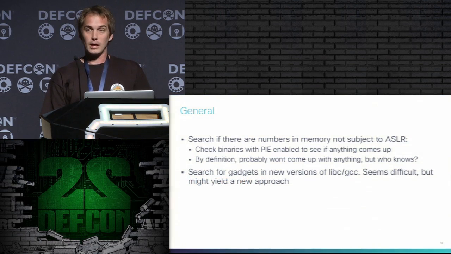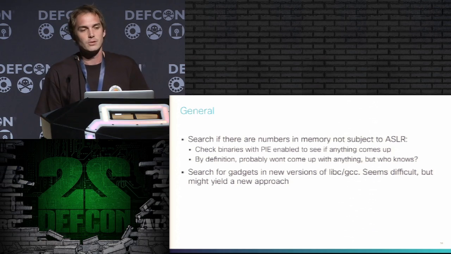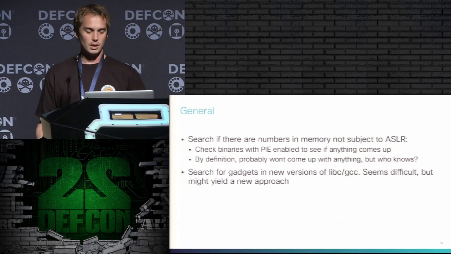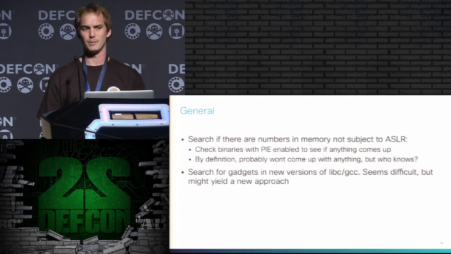So, future work. I'd like to continue having a look at numbers, and whether they're available in memory and not subject to ASLR. So check a bunch of binaries with PIE, and see if anything comes up. Realistically, there shouldn't be, but you never know. And search for gadgets in new versions of libc and GCC. It seems difficult, but I might find gadgets in there which could be exploitable, and allow that separation of exploiting the program through its dependencies in a way.